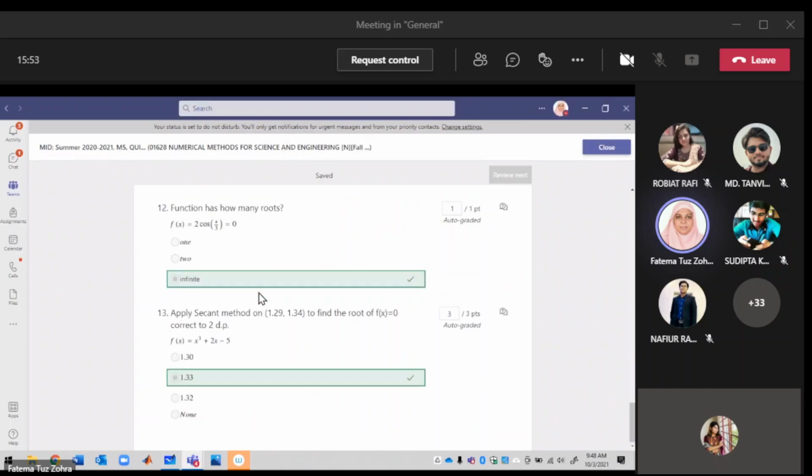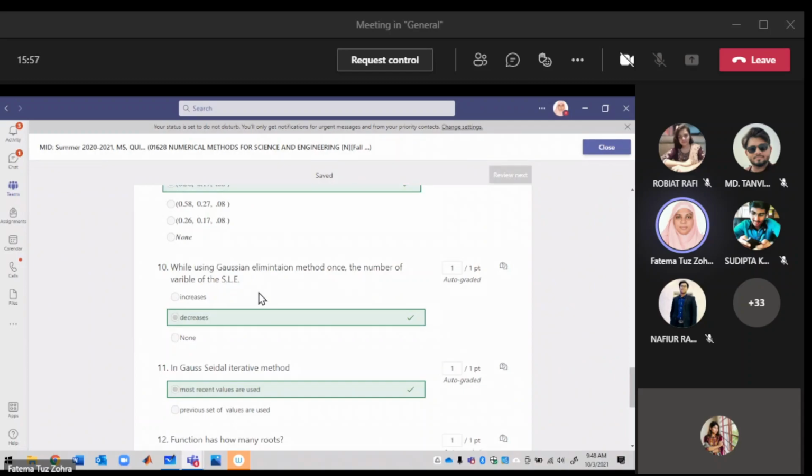So next one is, while Gaussian elimination method, the number of variables of the SLE decreases because at once we are decreasing one variable. What is the pivot element that should be eliminated? Then in the Gauss-Seidel iterative method, the most recent values are used, and for Jacobi, the previous set of values are used.